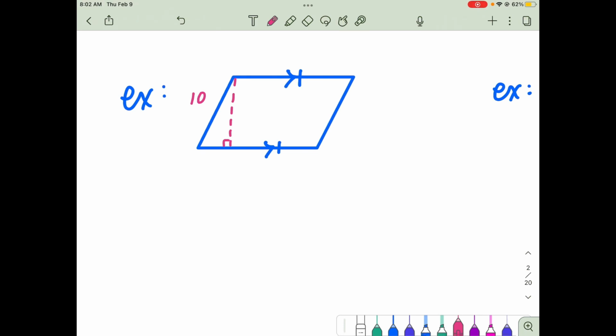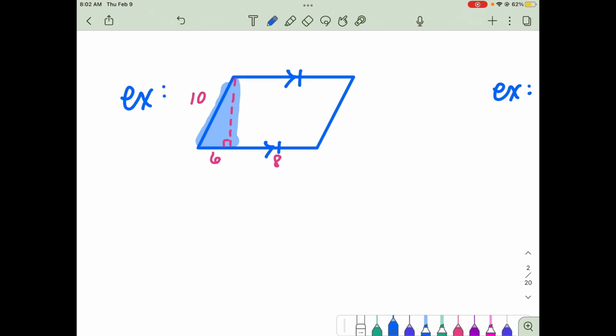And then let's say that this piece here was 6, and then let's make this other piece 8, all right? So now, how would you go about finding the height? So go ahead and pause. Why don't you find the height, and then come back and you can check.